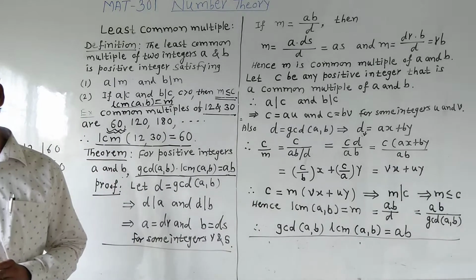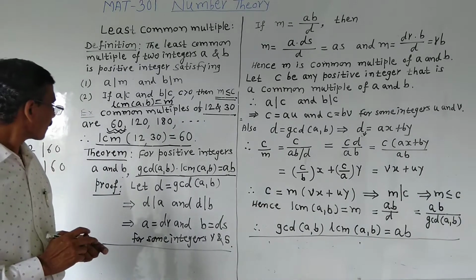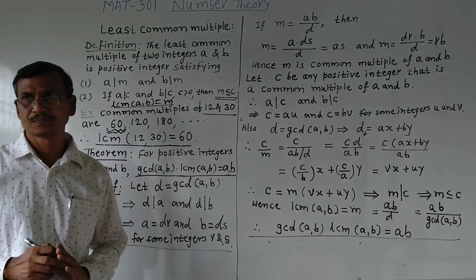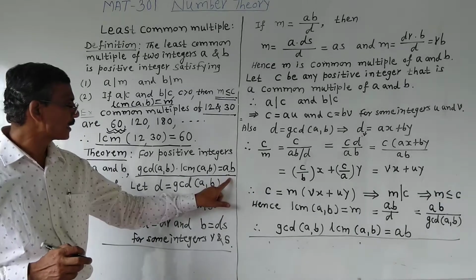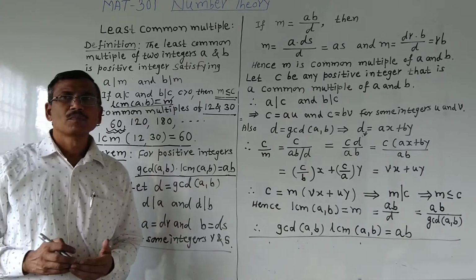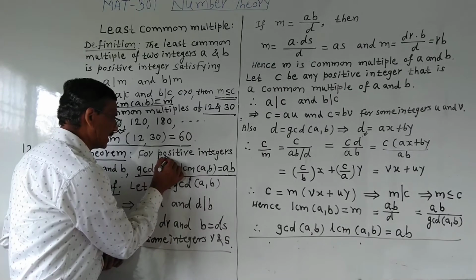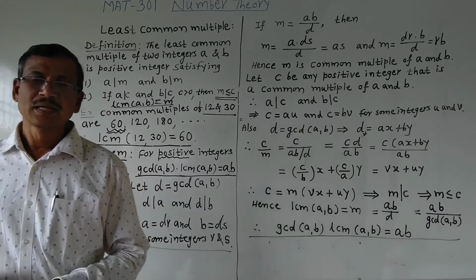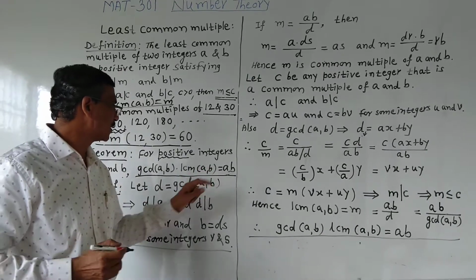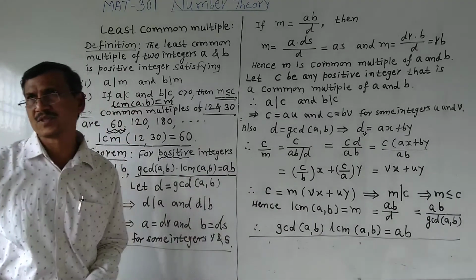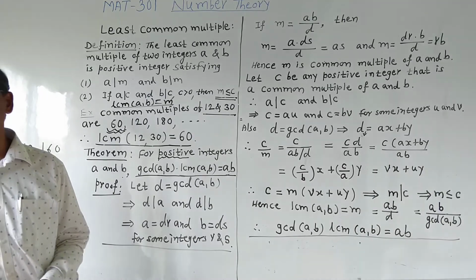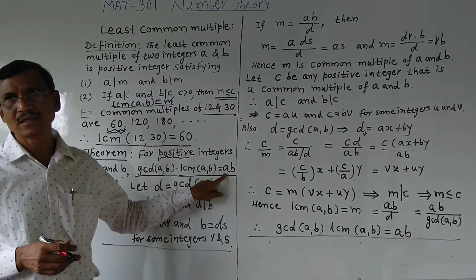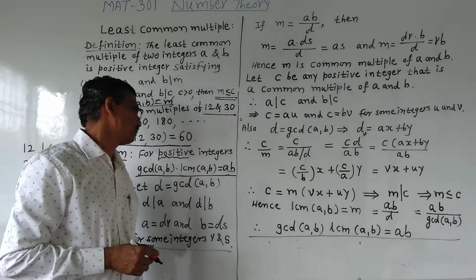Product of these two integers. Here we have taken A and B as positive integers, and therefore the product is AB. But if we eliminate this condition, means we consider any integer, negative also, then this value is equal to modulus of AB. But our theorem is for A and B positive, therefore we are taking this as A into B.